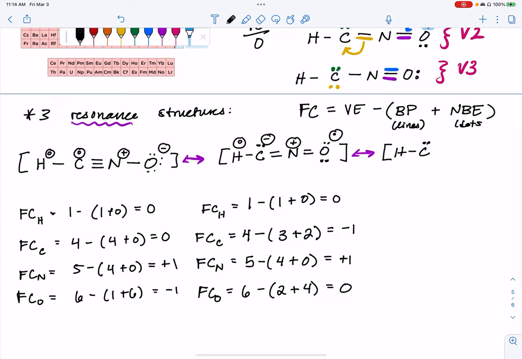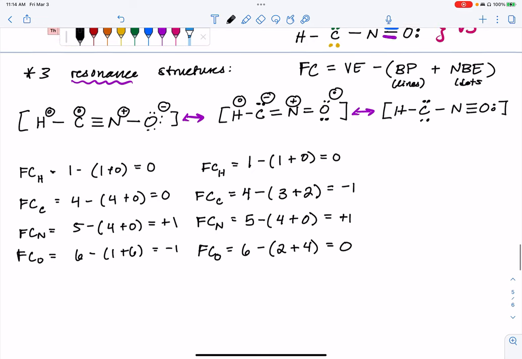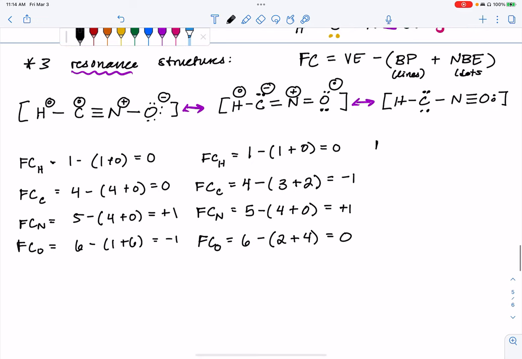So HCN, triply bound to O. So my third resonance structure. Formal charge on hydrogen. Notice the hydrogen is the thing that is not changed in any of these resonance structures, right? It has just a single bond to it. So this formal charge is going to be 0 again.